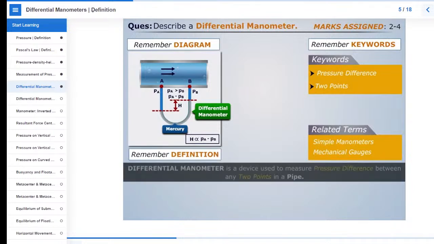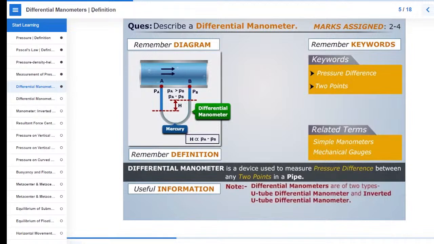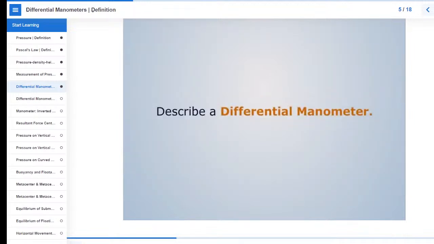Remember definition. Useful information. Describe a differential manometer.